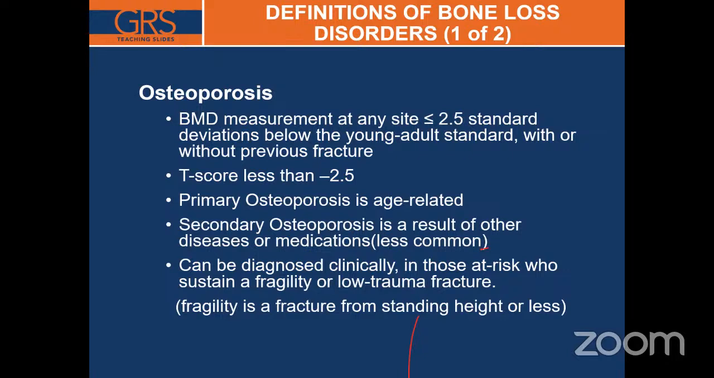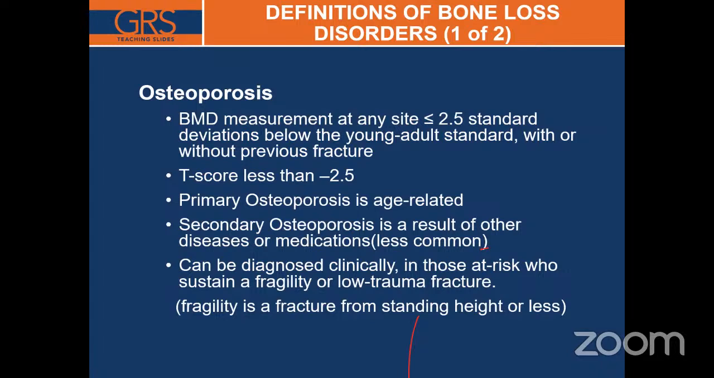A BMD measurement, or bone mineral density, at any site of equal to or less than 2.5 standard deviations below the young adult standard, with or without previous fracture, or a T-score less than minus 2.5. A T-score is measured using a DEXA scan, which we will go through in just a moment.